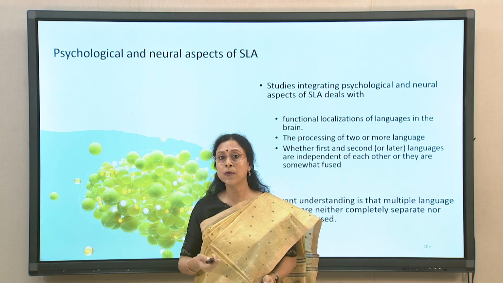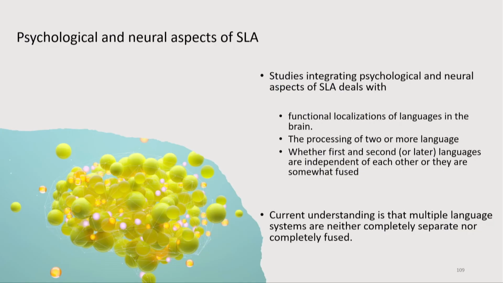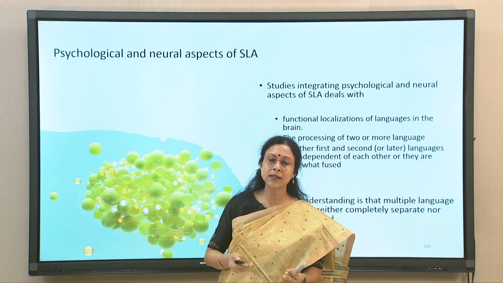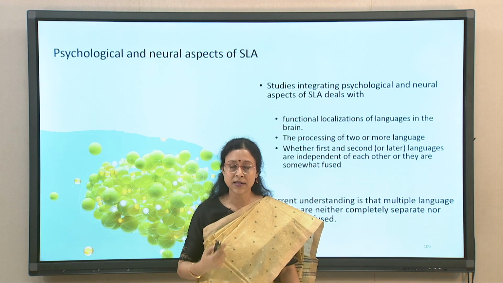Then the processing of two or more languages. Not only the distinction between L1 and L2, but also all the successive languages, maybe L2, maybe L3. Do they differ among themselves and so on? These are the areas. And then whether the first and second language or later languages are independent of each other or somewhat fused. These are domains that have been looked at over a few decades as far as SLA is concerned. So, what are those domains? Primarily, what is the functional localization, looking at it from a neural perspective? How are they different from L1, are they related to L1 and to each other, or are they separate? These are the topics that have been discussed and studied at length.